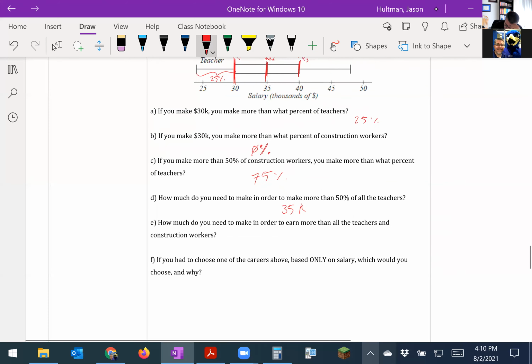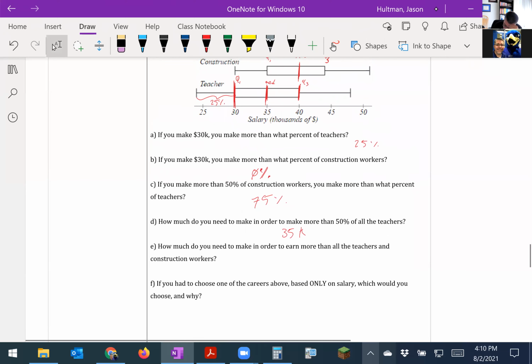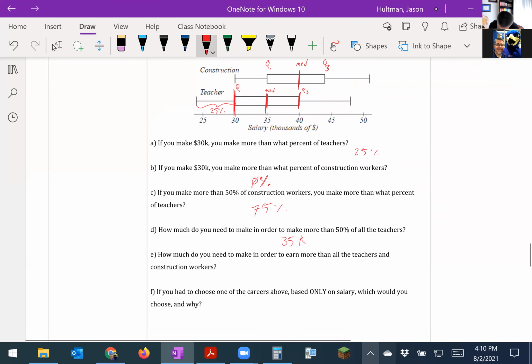How much do you need to make in order to earn more than all the teachers and all the construction workers? Well, it looks like to earn more than all the teachers, and well, it's more than 50,000, because all the construction workers are right here. That's the maximum for a construction worker.